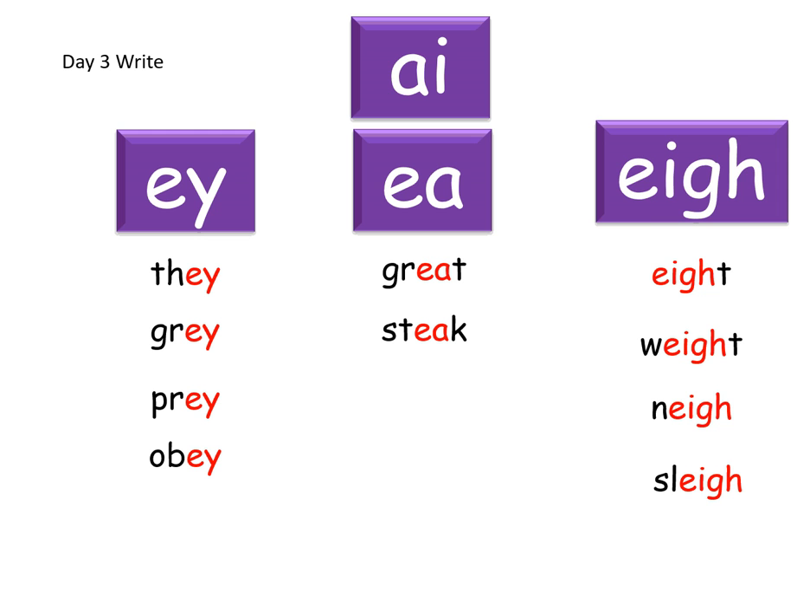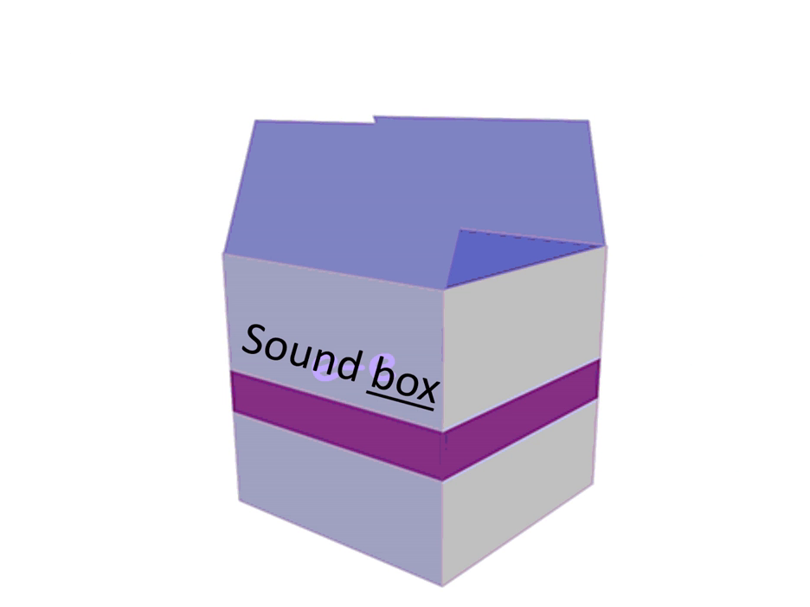Well done. And when the A sound is in the middle, it can be this EA sound. And your last one, break. Well done. Okay, so we know the sound that's in the sound box. We're going to have a look at a new way of spelling it today. And today it's going to involve a split digraph.